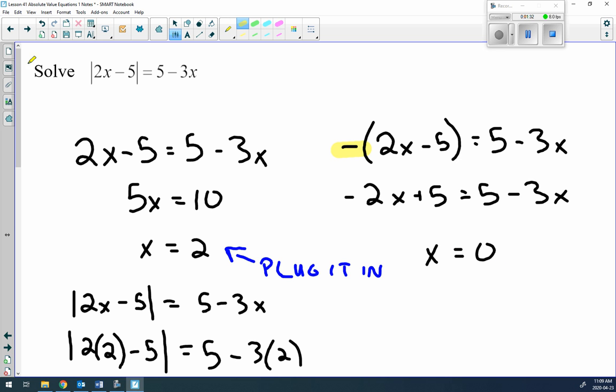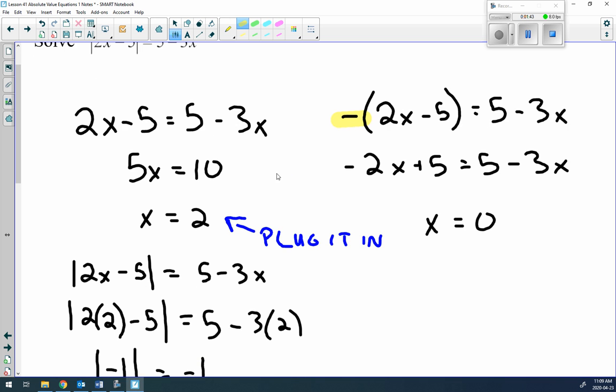We can do 0 pretty quick, right? 2 times 0 is 0 minus negative 5. Yep. So the absolute value of negative 5 is 5. Over on this side, 3 times 0 is 0. 5 minus 0 is 5. Yep, 5 equals 5. But let's try the 2.